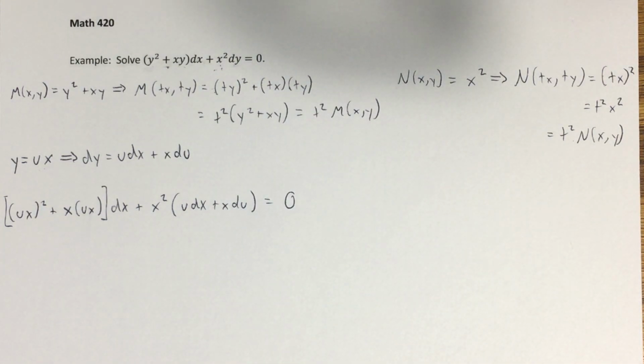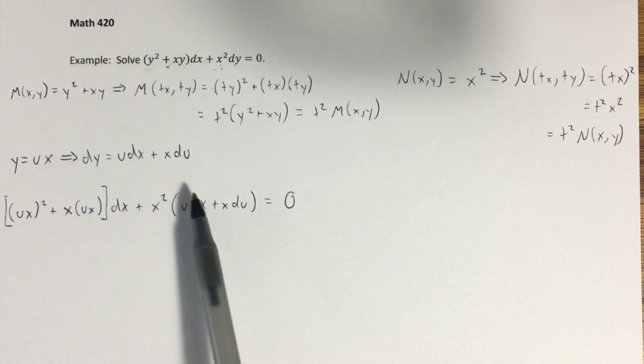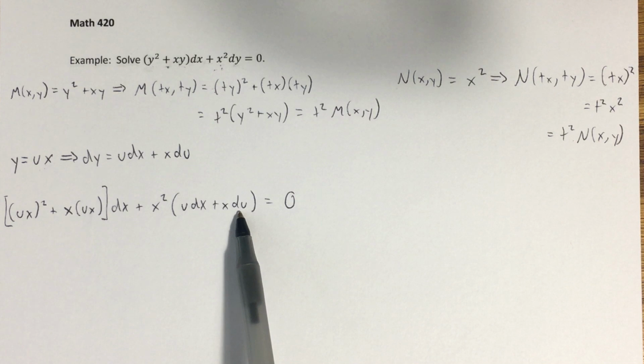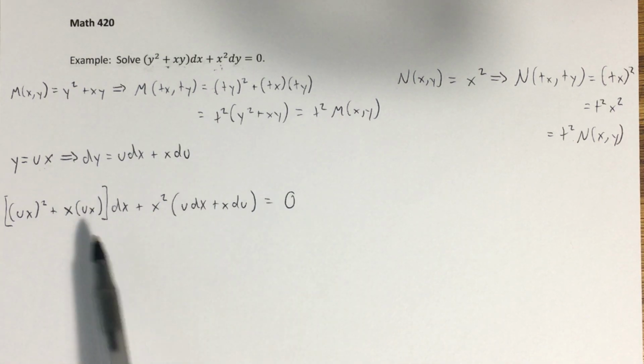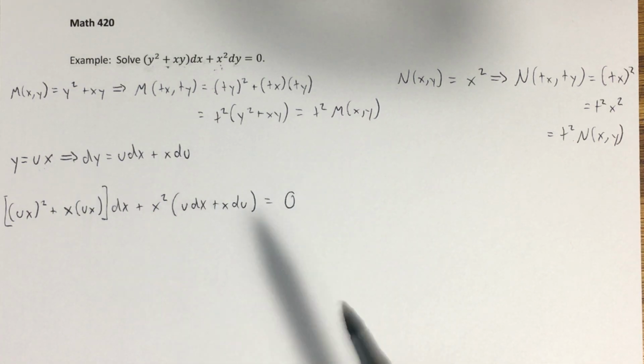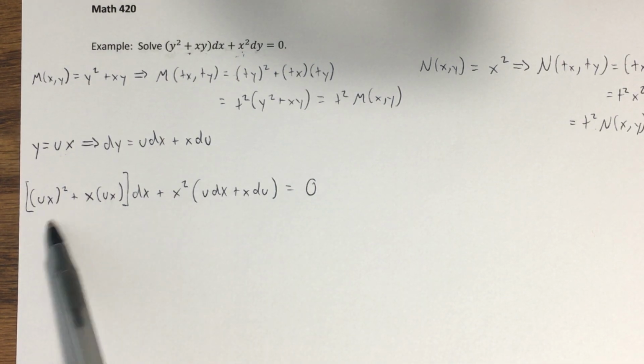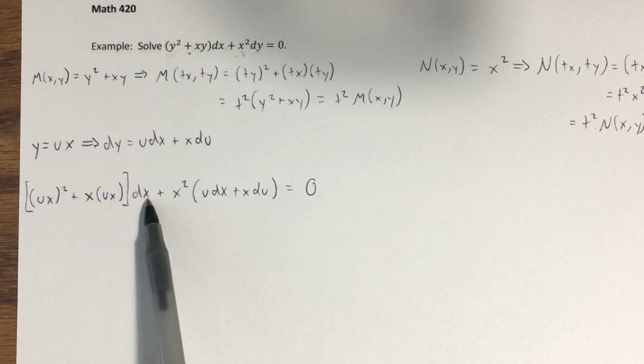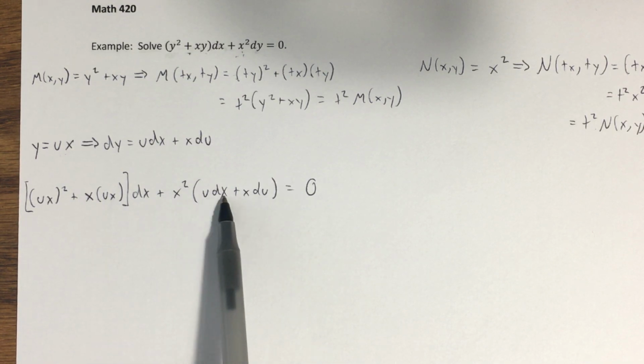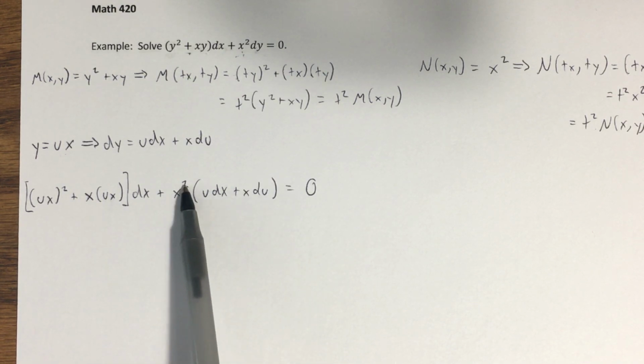Okay? Next thing I want to do is collect the terms that have dx's in them and the terms that have du's in them, and split that up so that this thing is now in differential form, but with the new differentials dx and du. So notice both of these terms have a dx in them if I were to distribute. But there's also this dx term that's going to come from multiplying this x squared in.